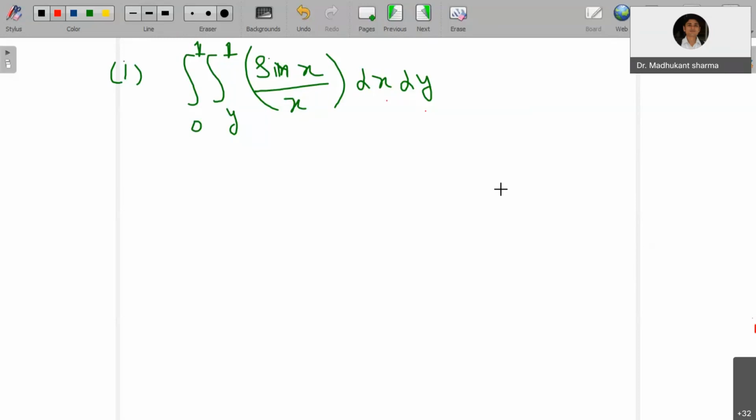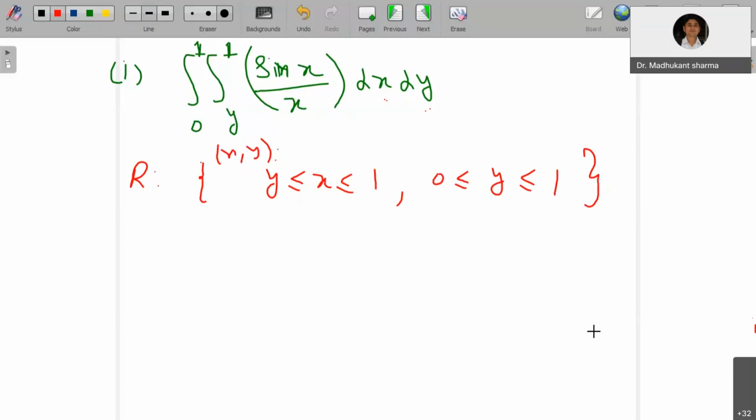Right. So what is the alternative here? One possibility is to identify the region in another way, first with respect to y and then with respect to x. For that you have to be careful in drawing this region. Here the region R is where y is less than or equal to x less than or equal to 1, and y lies between 0 and 1, the set of all pairs x, y such that this is happening.